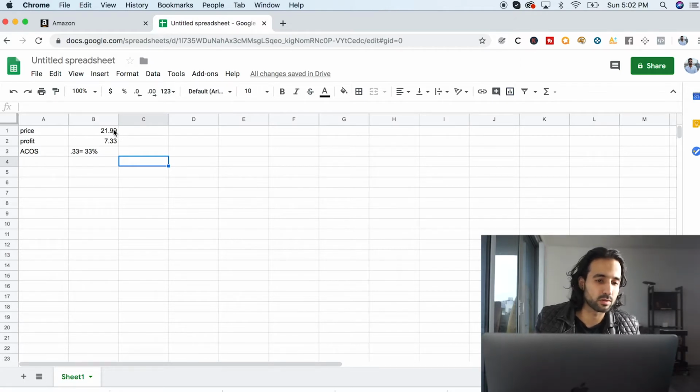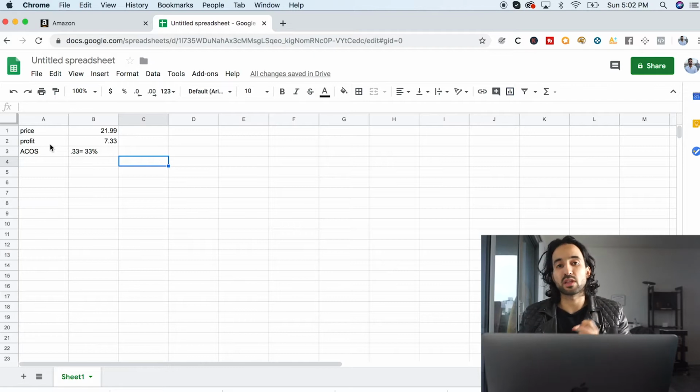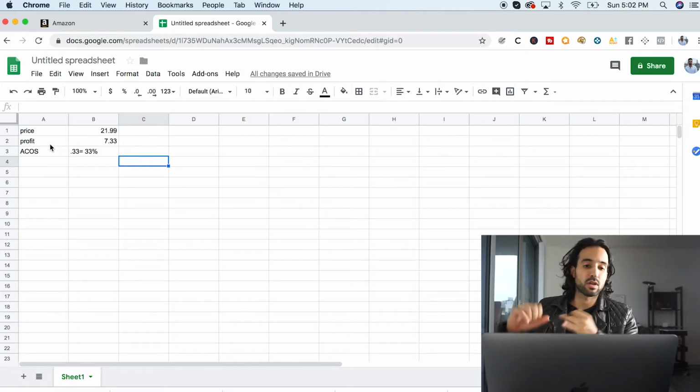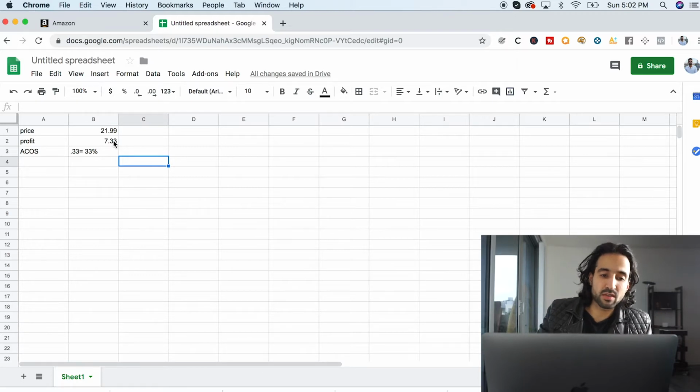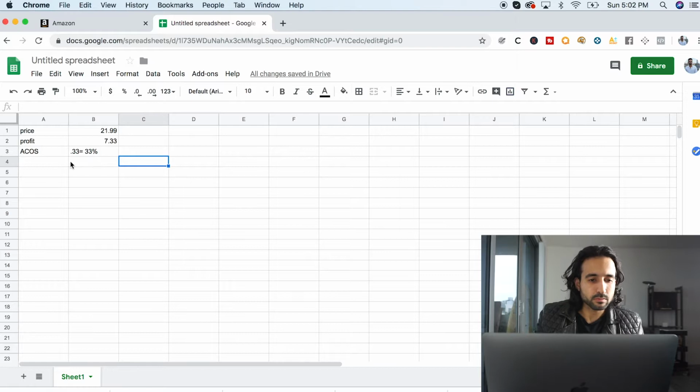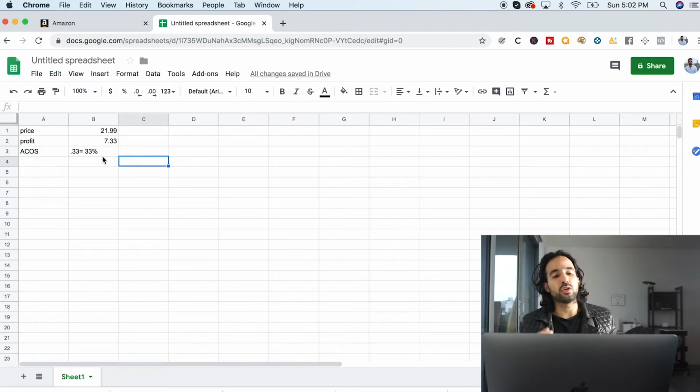Now, for example, we're going to say you're selling your product for $21.99, and your profit for your product, right? This is after your cost for the product and shipping your product to Amazon. You add those up and subtract it from your price, so then this is your profit. You divide your profit by your price on Amazon, and you get your ACOS. In this case, it's 0.33, which equals a 33% ACOS. Remember that number because you're going to need it when you're running ads.